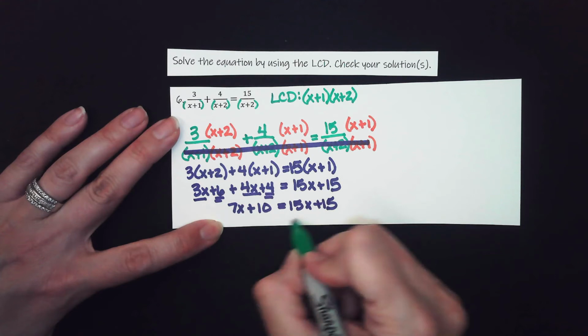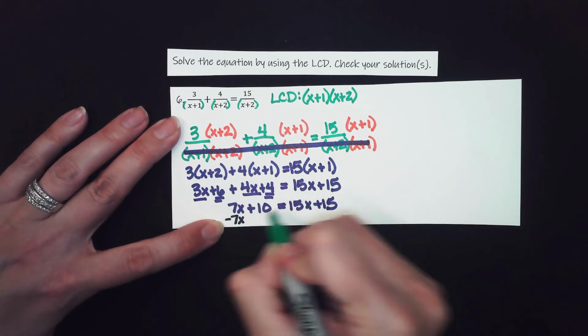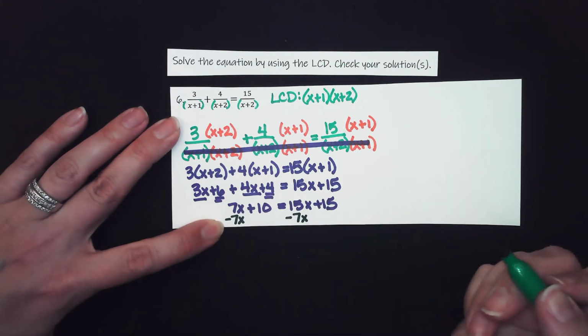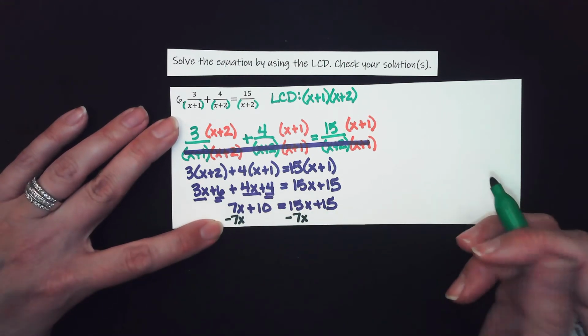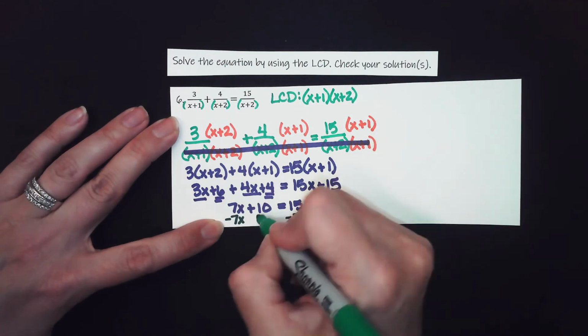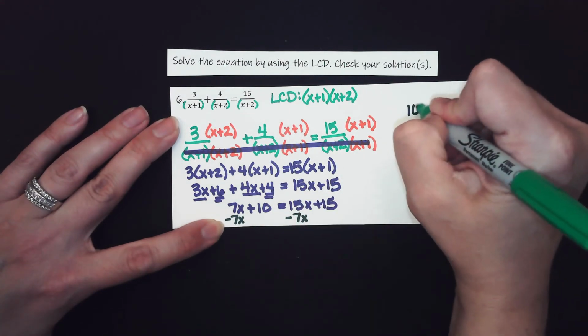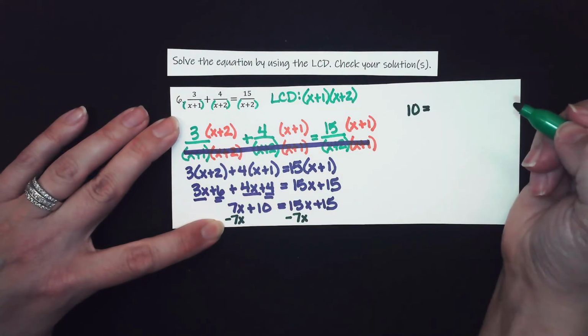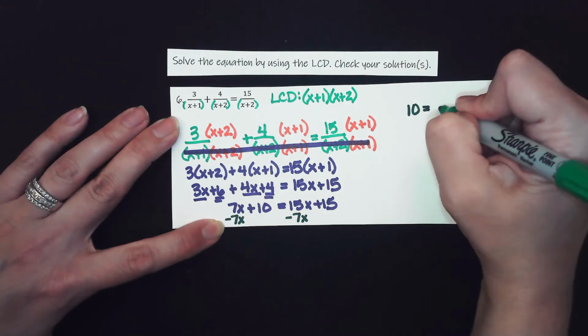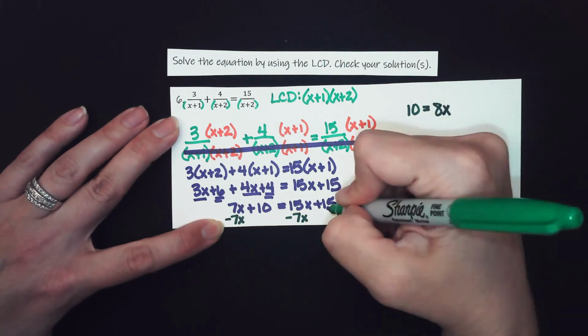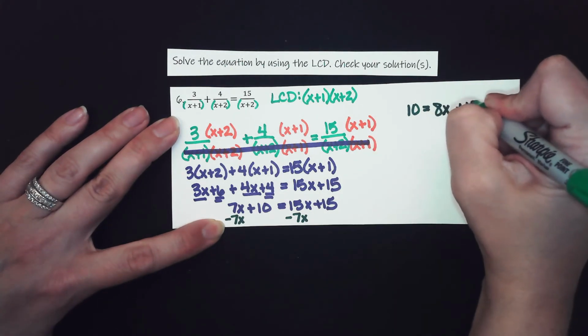Let's move to where x's stay positive. So I'm going to just subtract 7x. You don't have to. X could be negative. It's fine. But now on this left side, I'm left with a 10. On the right side, I have 15x minus 7x is 8x. And then I have the plus 15.